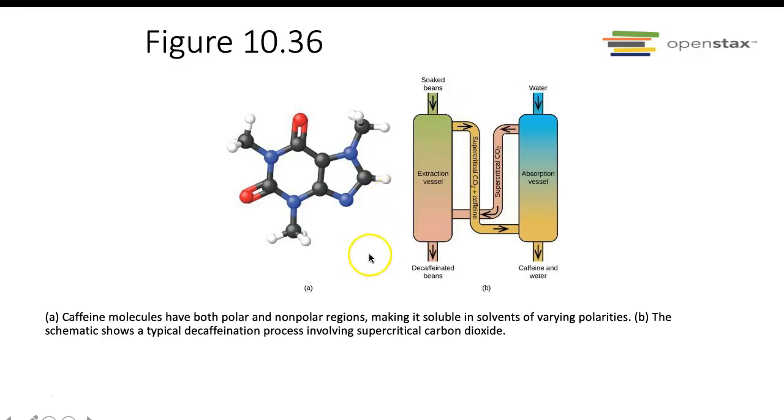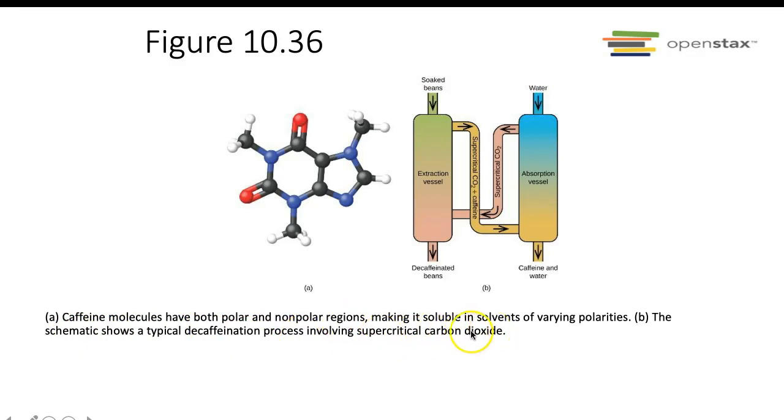They use CO2. So caffeine molecules, which are pictured here, have both polar and nonpolar regions. The red represents oxygen atoms. So here, this is going to be your polar region here and here. And all this big thing over here, this is nonpolar. They can get soluble in solvents of varying polarities. Now, the schematic shows a typical decaffeination process involving supercritical carbon dioxide.